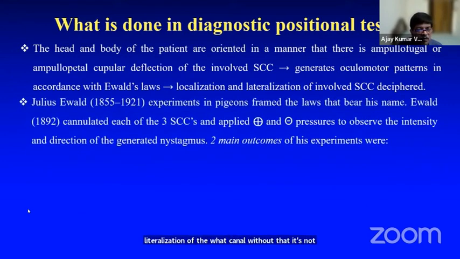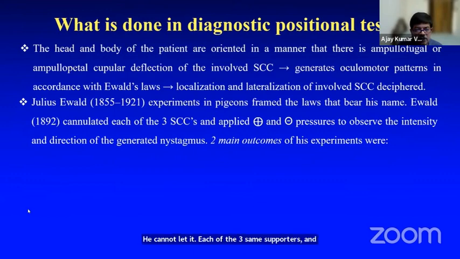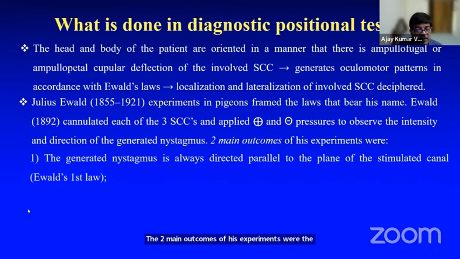Julius Ewald, around 150 years ago, in his experiment in pigeons, framed the law that bears his name. He cannulated each of the 3 semicircular canals and applied positive and negative pressure to observe the intensity and direction of the generated nystagmus. The 2 main outcomes of his experiments were: the generated nystagmus is always directed parallel to the plane of the stimulated canal. That is Ewald's first law. That is what we do during the positional test.